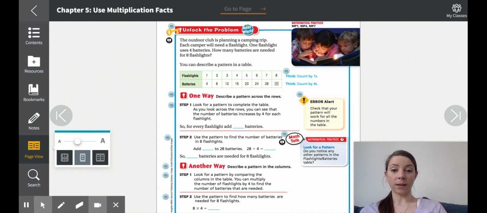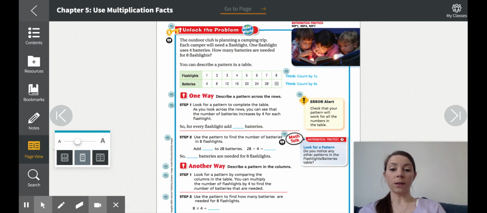Now the question asks us how many batteries are needed for 8 flashlights. So down here is 8 flashlights, and we need to figure out how many batteries are needed for that one. So let's figure out a way we could finish this table. One way is describing a pattern across the rows. The other thing in this lesson that you're going to have to pay close attention to is the difference between rows, which go across, and columns, which go up and down, okay? So we're going to look across the rows like this to see if we notice a pattern, and then across this row where the batteries are.